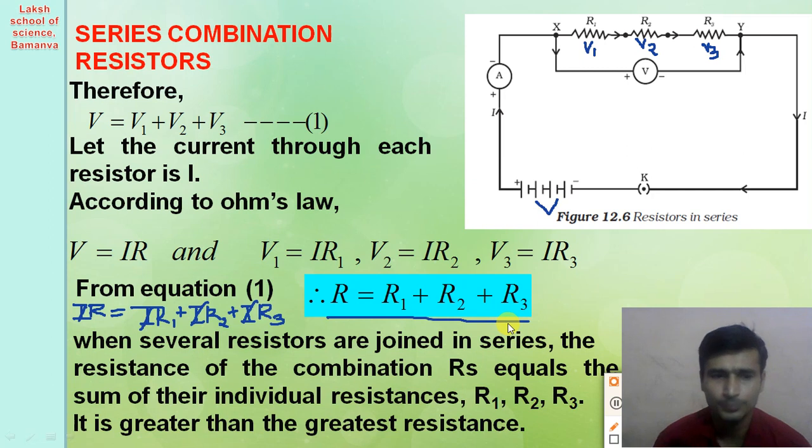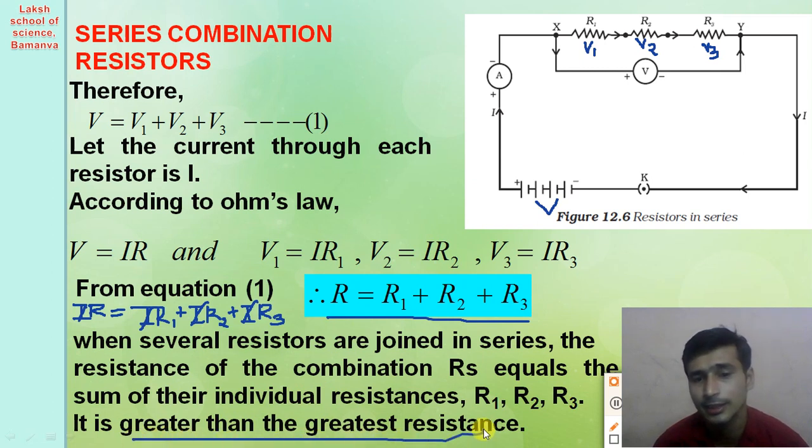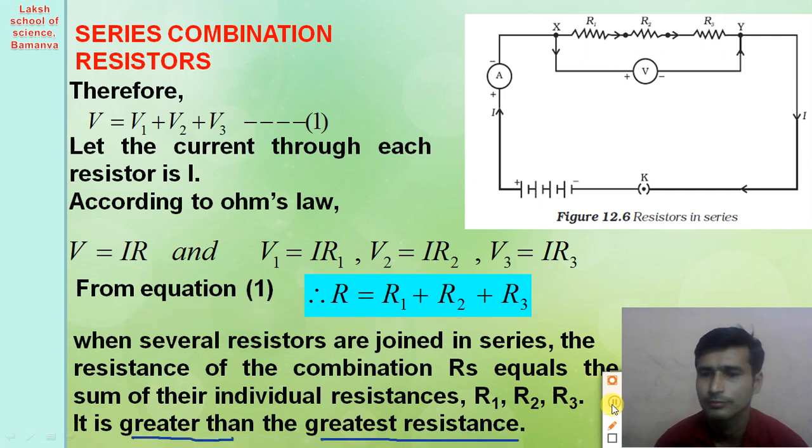Now when several resistors are connected in series, the total resistance of the circuit is greater than the greatest resistance among them. So dear students, when two or more resistors are connected in series combination, the total resistance is the sum of the individual resistances. That means the total resistance is greater than the greatest resistance. जो सबसे ज़्यादा resistance है उससे भी ज़्यादा वैल्यू उसकी आएगी.